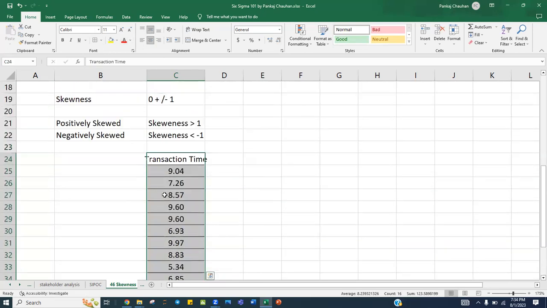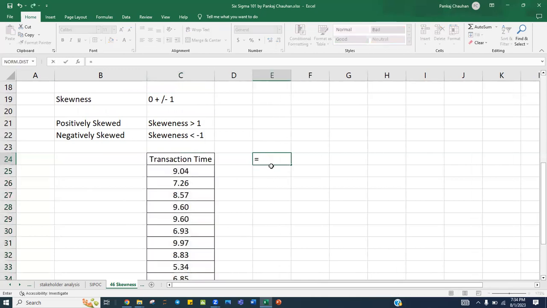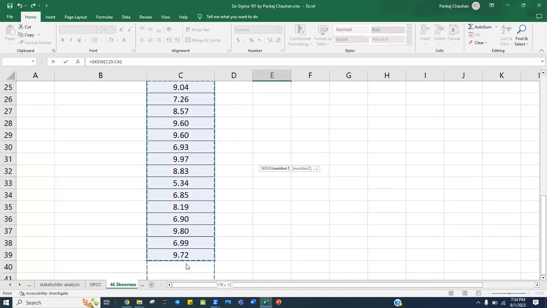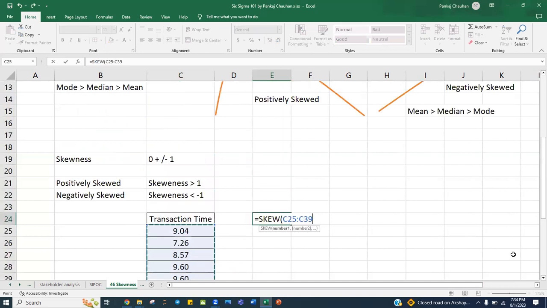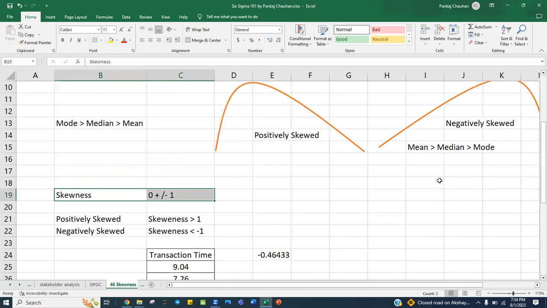Now I want to calculate the skewness of this data. Because the data is randomly generated, it is expected to be normal, but still let's check. I select the function SKEW, select this data, close the bracket, and now I get the value of minus 0.46. Minus 0.46 is well between 0 plus or minus 1, but a little on the negative side, which means your mean still seems to be greater than the median and the mode, but it is within the range.